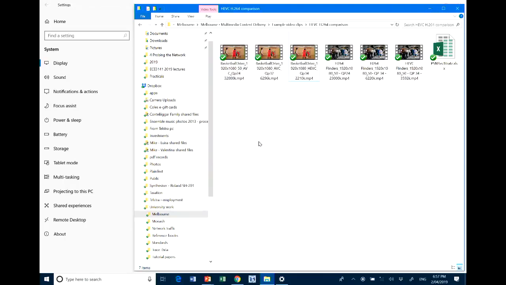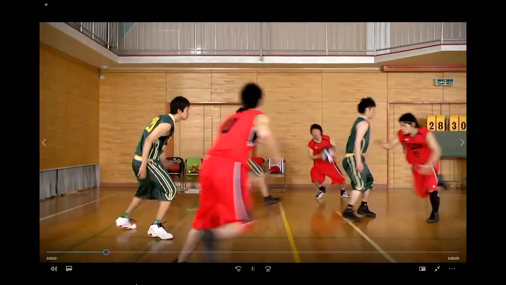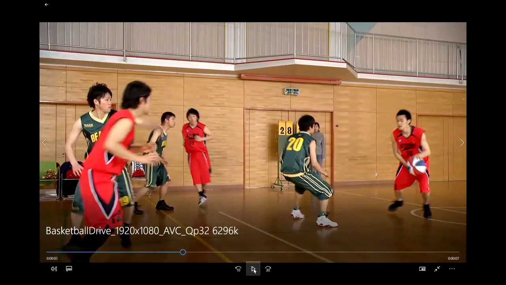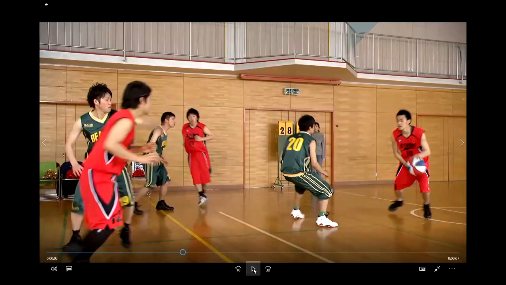Okay, so I threatened to show you some video examples, so let me do that. Just turn the lights off. So I'll show you two clips. This one here, as you might guess from the title, it's AVC encoded, so AVC equals H.264, but it's encoded at over 6 megabits per second.